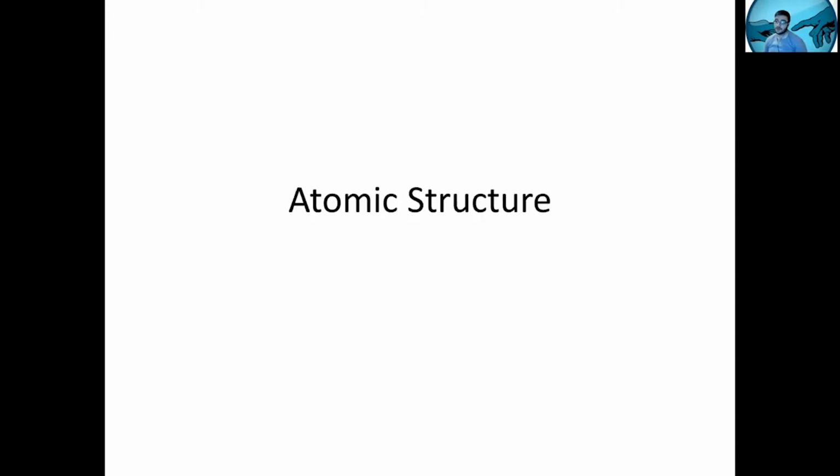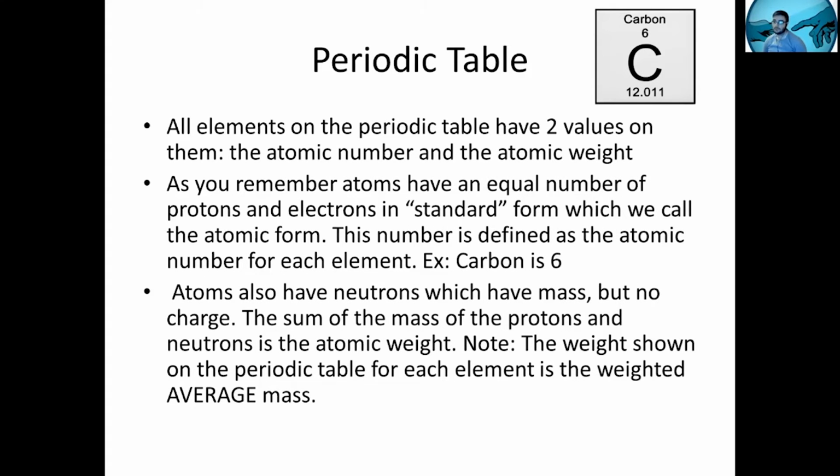First we're going to start off with atomic structure. So firstly, starting at the very beginning with chemistry, the periodic table. All elements on the periodic table have two values on them, the atomic number and the atomic weight. So the atomic number is right up here under the name of the element, carbon, which is 6. And the atomic weight is the one here at the bottom, the 12.011.